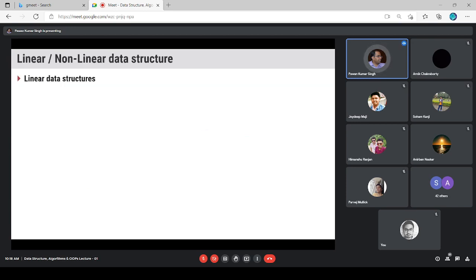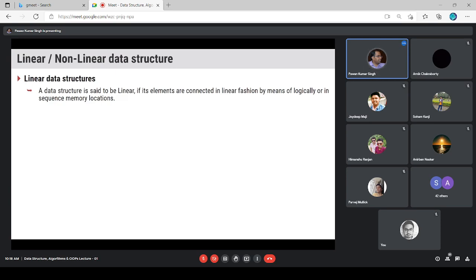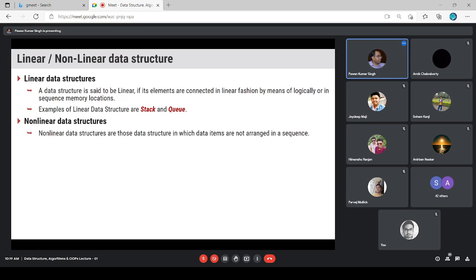Now coming to the linear and non-linear data structures. What do you mean by a linear data structure? A data structure is said to be linear if its elements are connected in a linear fashion by means of logical connections or sequential memory locations, like stacks and queues. For now we know about stack and queue; we will discuss them later. And in the non-linear data structure, the items are not arranged in a sequence. The examples are trees and graphs.